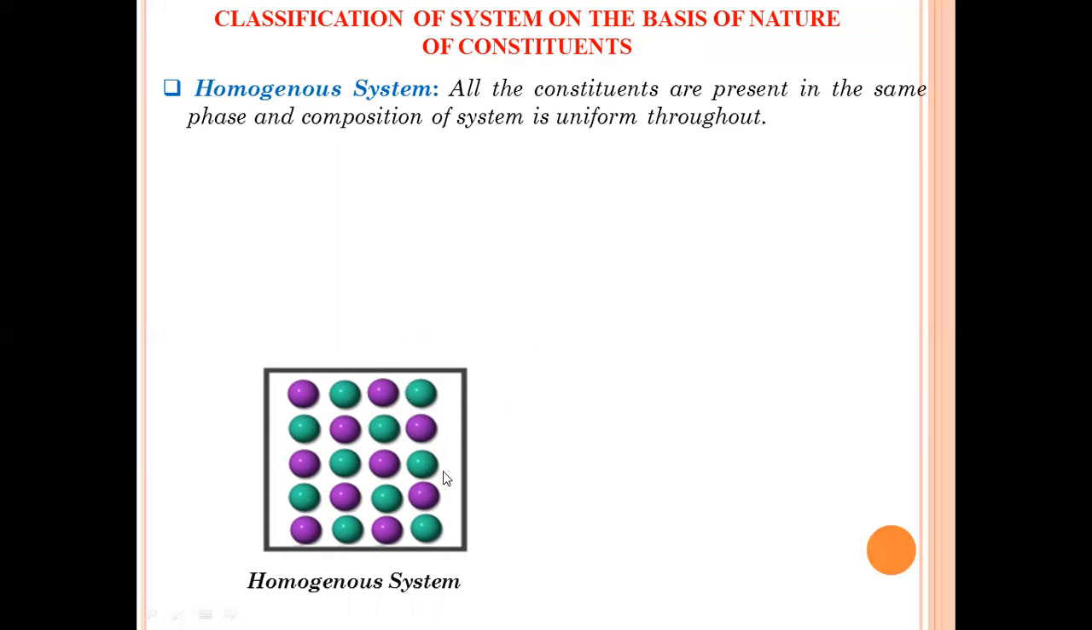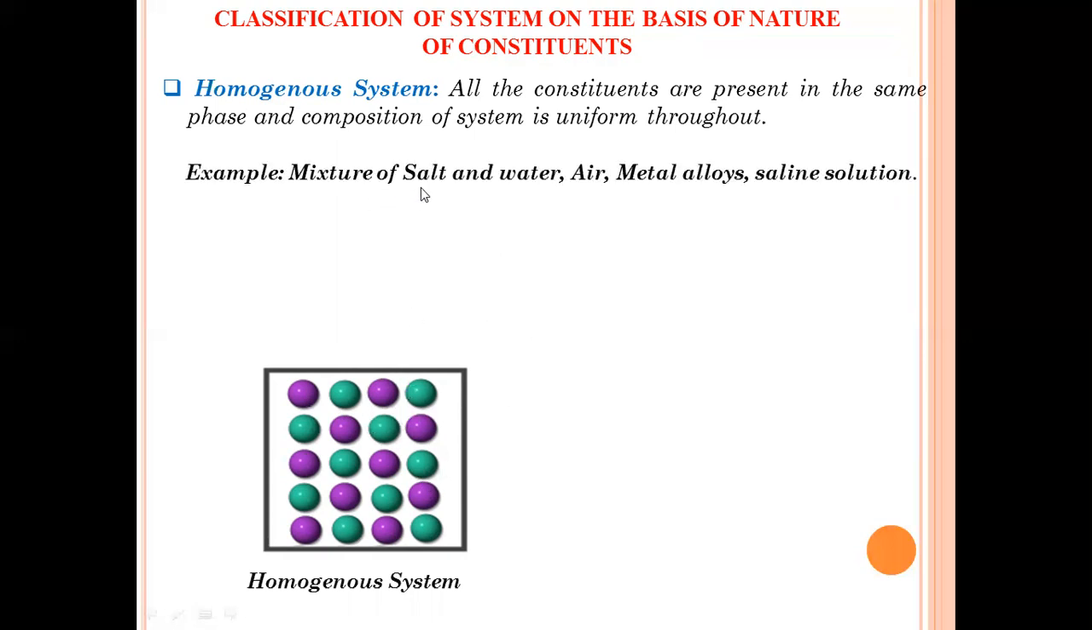Examples of homogeneous system: mixture of salt and water. As we know, salt is dissolved in the water, so molecules can be arranged like this. Metal alloys, meaning a combination of two different metals can produce an alloy. A metal alloy is a homogeneous system. Saline solution again has a uniform composition throughout. So these are the examples of homogeneous system.